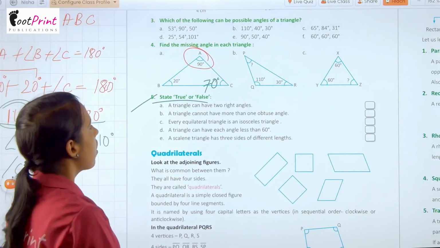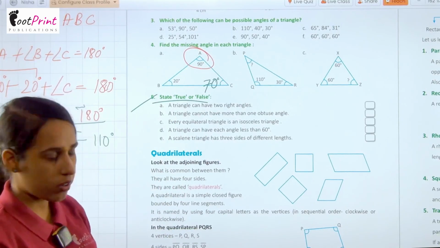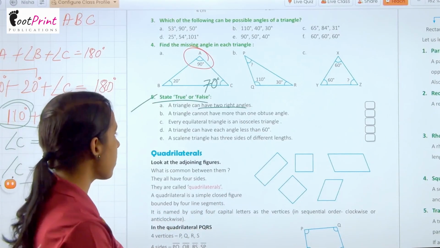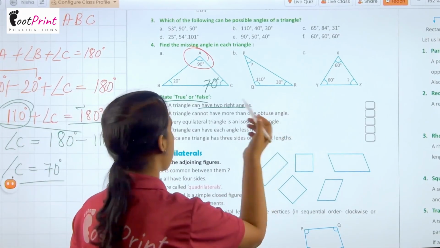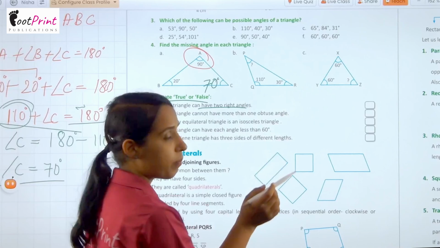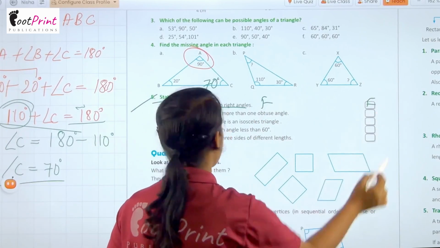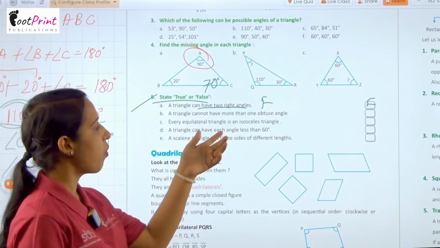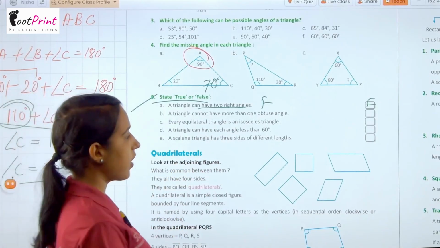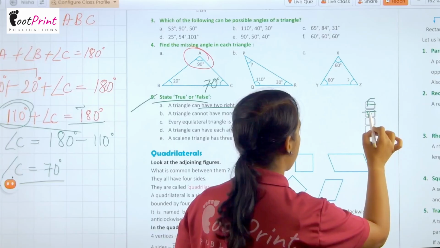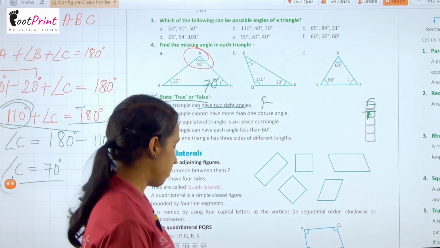Now question number 5, state true or false. So a triangle can have two right angles? No, because the sum of three angles is equals to 180 degree, so it is false. Okay, we write here false. A triangle cannot have more than one obtuse angle. Yes, right. एक obtuse angle के अलावा उससे ज़्यादा obtuse angle नहीं हो सकते, so that one is true.